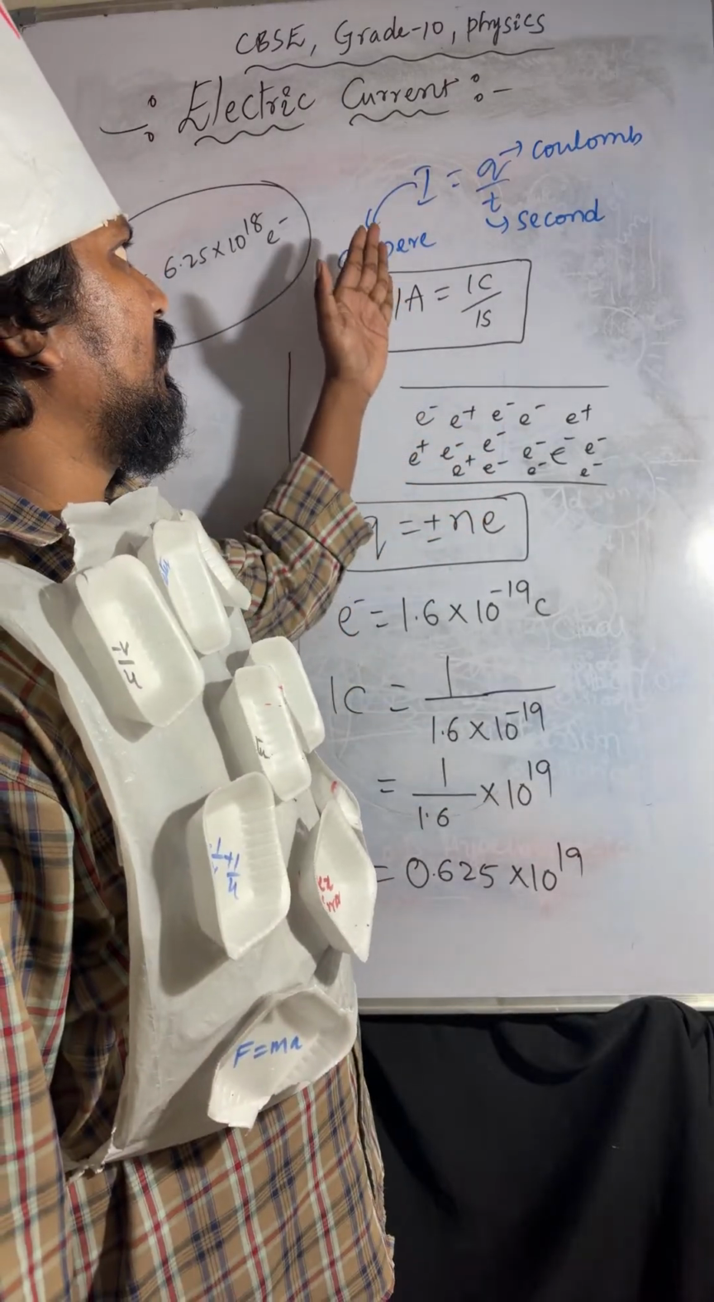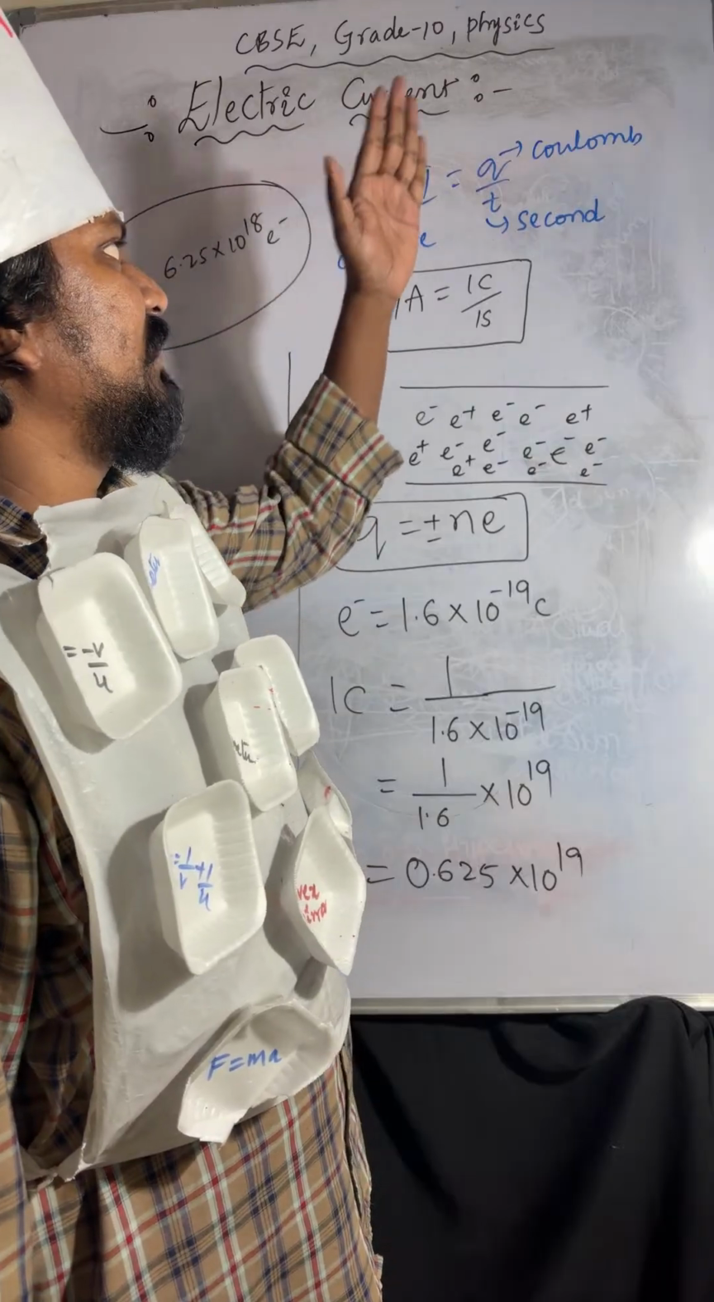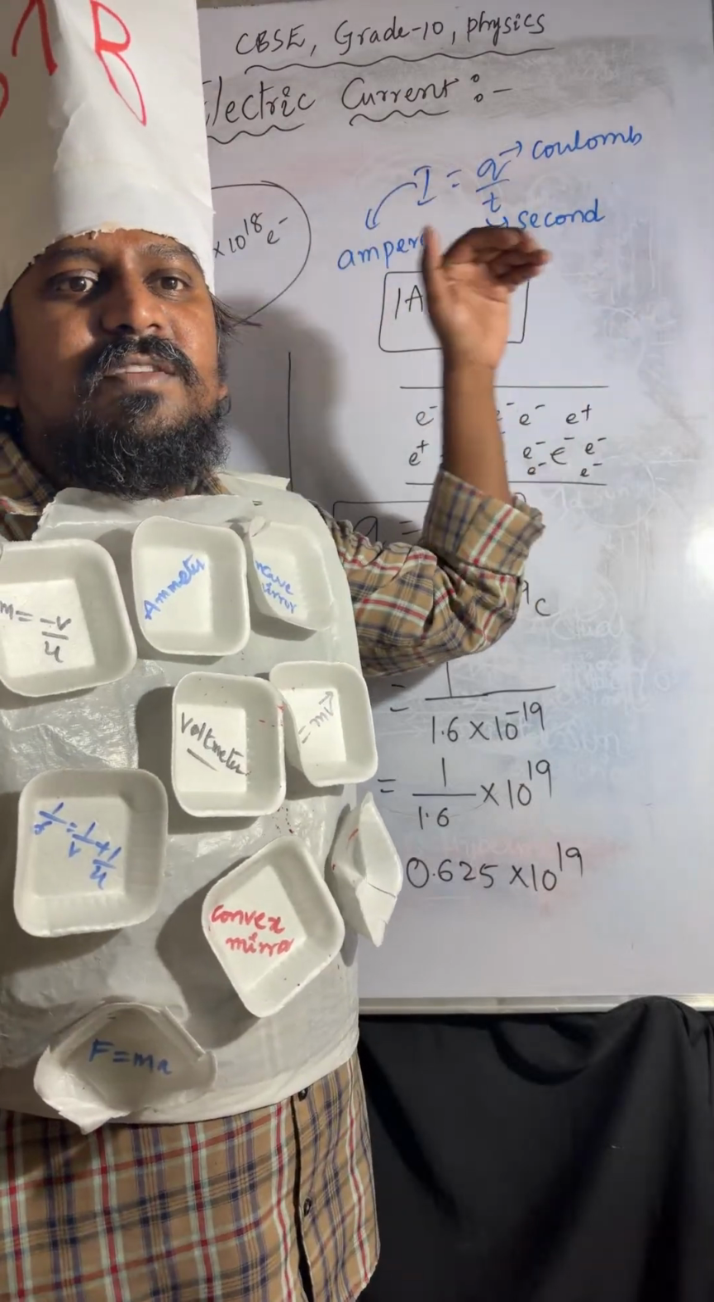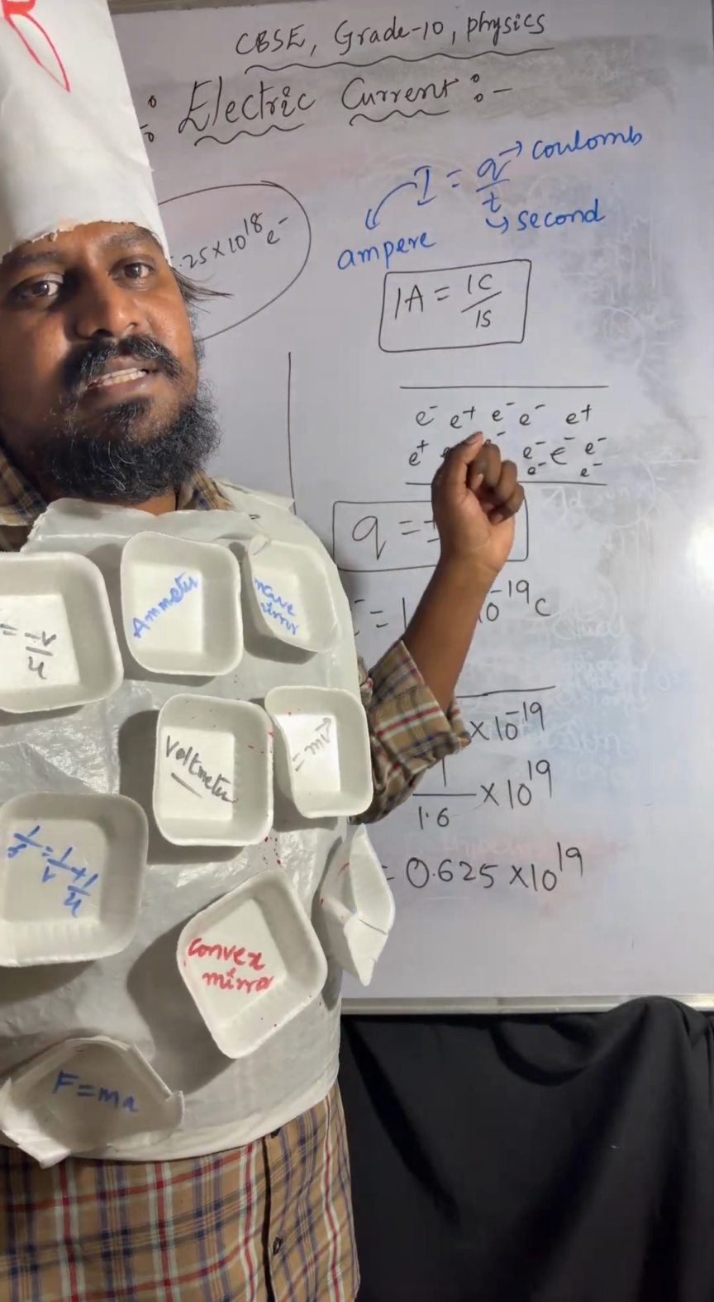SI unit of current is ampere, SI unit of charge is coulomb, SI unit of time is second. 1 ampere is defined as 1 coulomb of charge flowing through unit cross-section area per second.